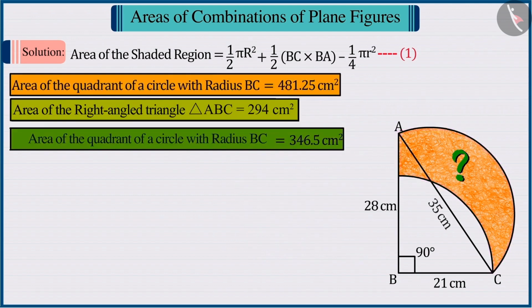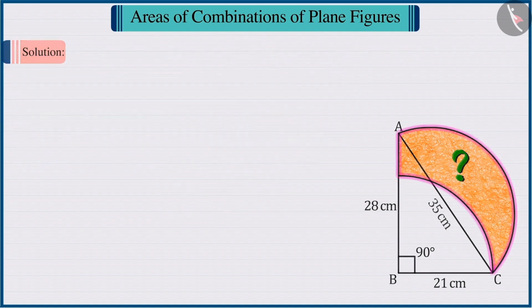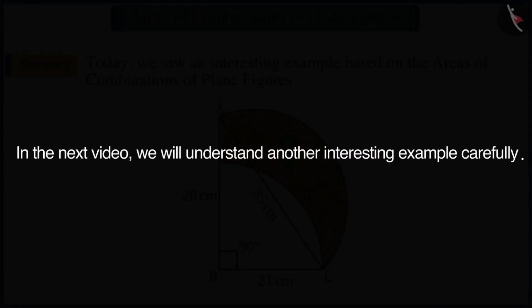Since we have to find the area of the shaded region, substitute the value of these three areas in equation 1 and solve. The area of the shaded region is obtained as 428.75 square centimeters. Did you see how easily we solved this question with the help of different formulas? Today, in this video, we saw an interesting example based on the areas of combinations of plane figures. In the next video, we will understand another interesting example carefully.